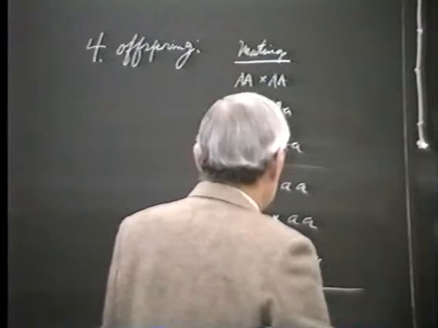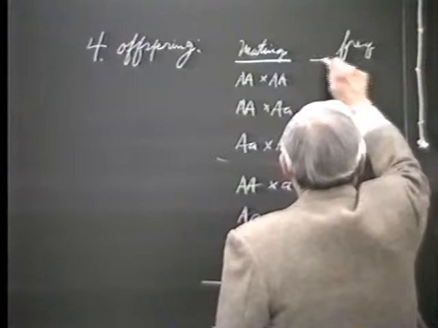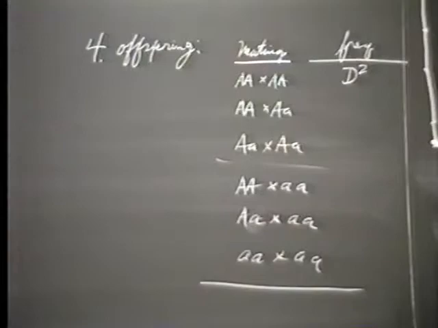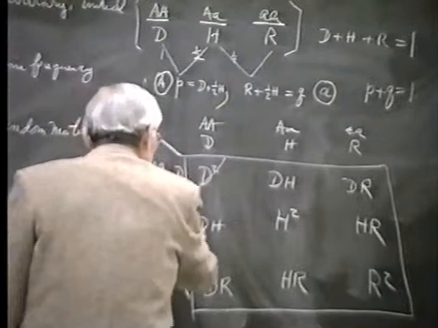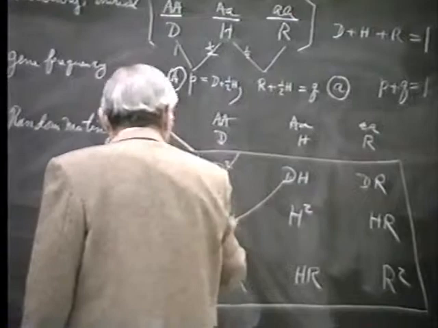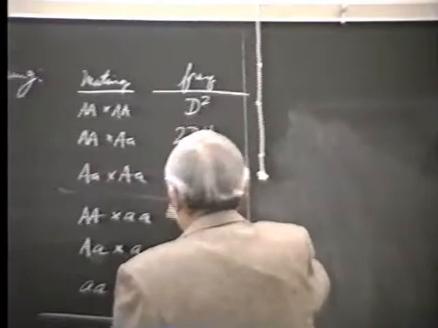There are six kinds of mating and their frequencies. The frequency is D square. This is DH, and this is also DH. Homozygous and the other homozygous, that's 2 DH. Heterozygous and heterozygous, that's H square.